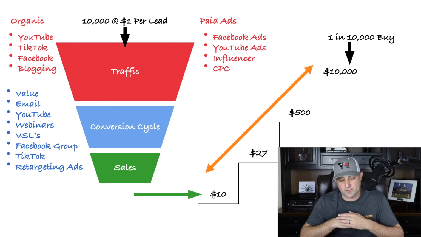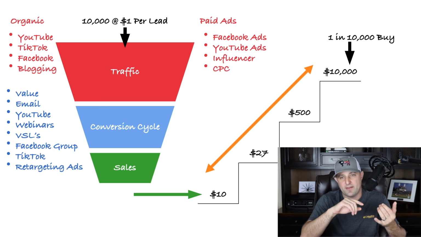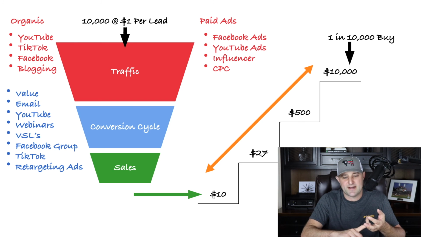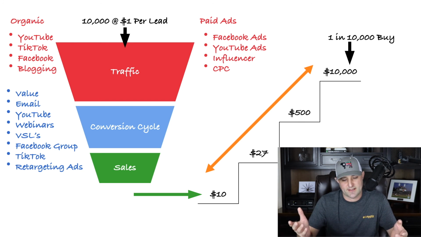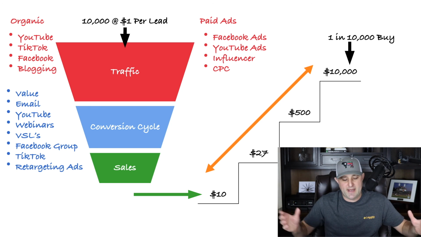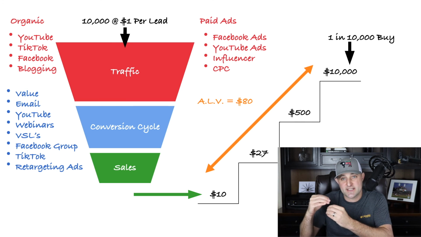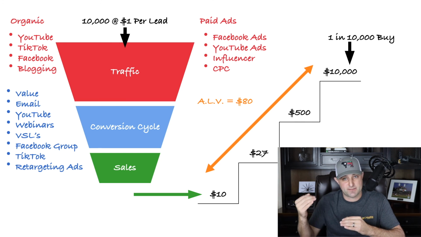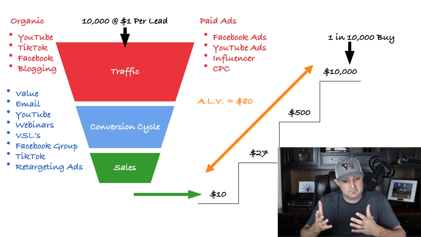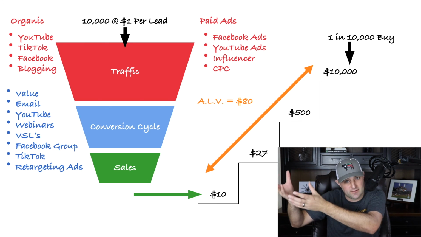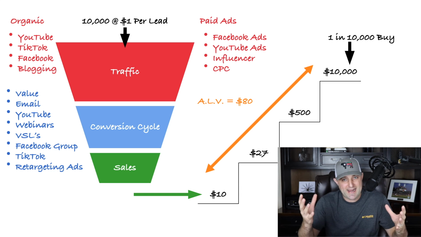Let's look at it another way. Let's say out of everyone who buys, 1,000 people are going to buy the $10 product, 500 are going to buy the $27 product, 100 are going to buy the $500 product, and one person's going to buy the $10,000 product. Let's say we're getting an average lifetime value of each customer. Each buyer on average spends $80, because some people are going to spend only 10, some people are going to spend 500, a couple people are going to spend 10,000 on average.